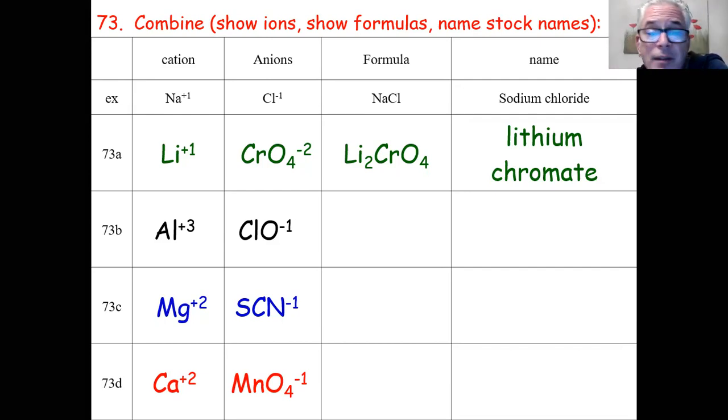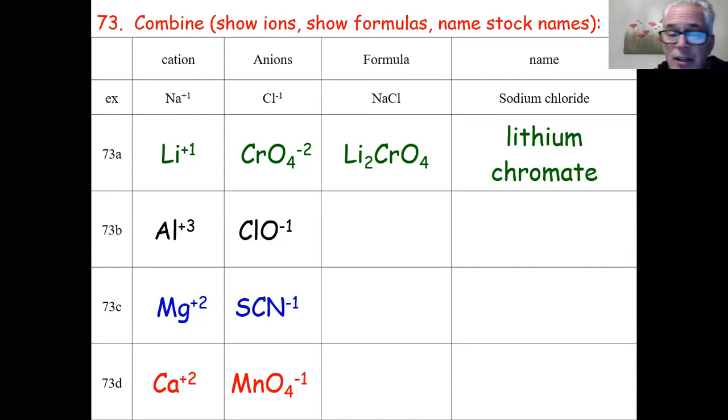All right, this next one in black, number 73B. You've got the aluminum positive 3 cation, and then you have ClO. What the heck is ClO? You don't know. Look at this. ClO. See it? Called hypochlorite. Now, when we crisscross, think first. Say it to yourself. I'm going to need 1 aluminum, but I'm going to need 3 hypochlorites.